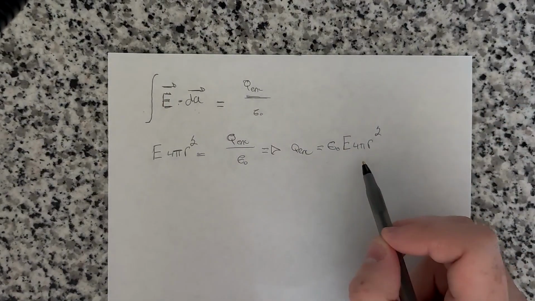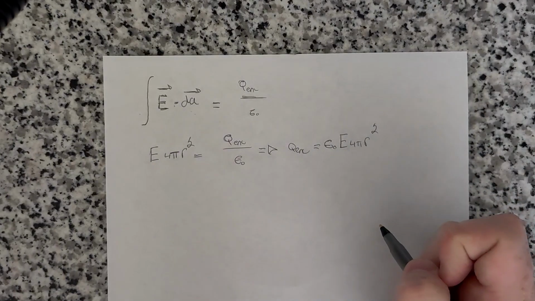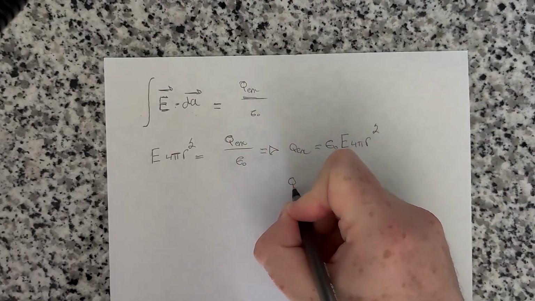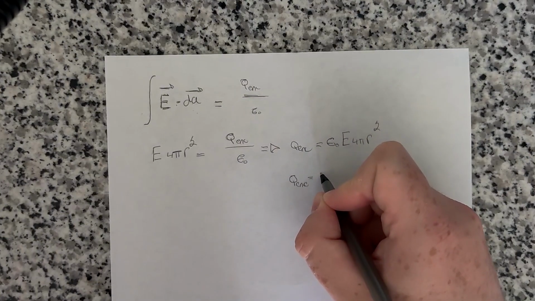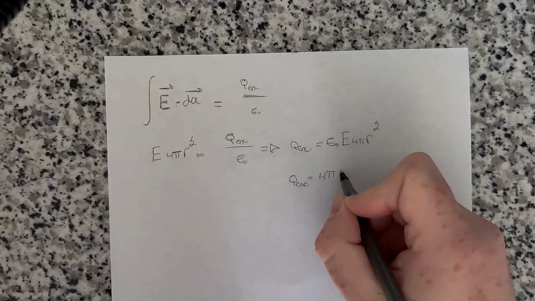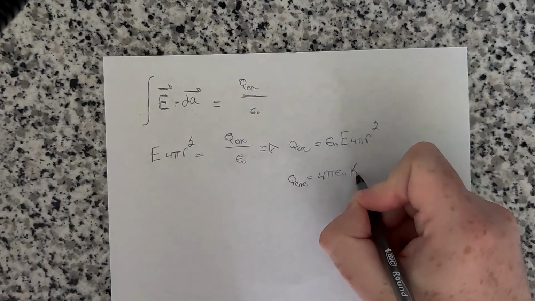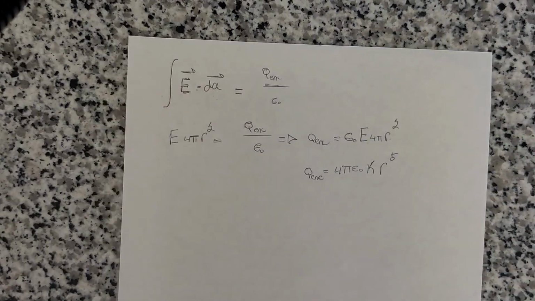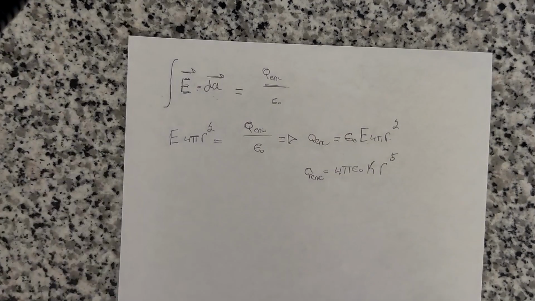And so the electric field, we already know the electric field. It's given to us in the problem. So it's going to be K times R cubed. So our Q enclosed, the total charge enclosed in our Gaussian surface, is equal to 4 pi epsilon naught, then E is going to give us K times R cubed times R squared, that's R to the 5th. And if you look back at what we had over here, by direct integration, we have 4 pi epsilon naught K R to the 5th. So our answers do match.